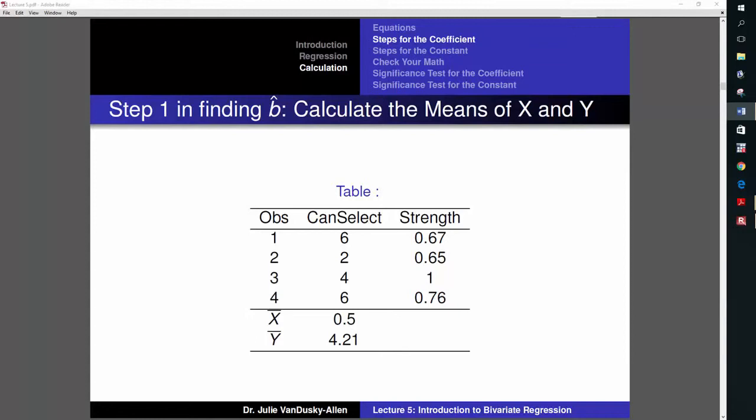In the end, I had 987 observations. I'm going to calculate a bivariate regression for this data, but I'm only going to show you the first 4 observations in the slide because I can't put all the observations on this slide.